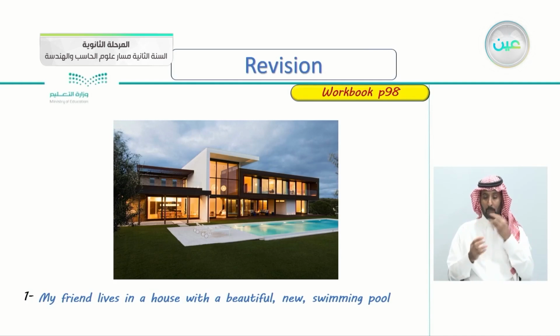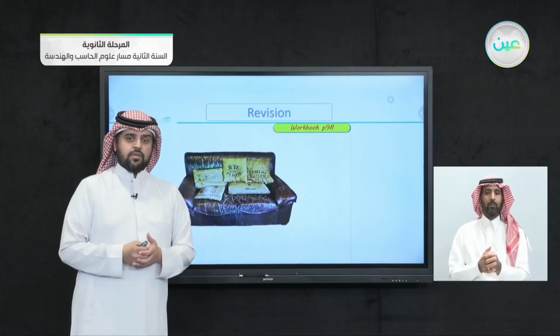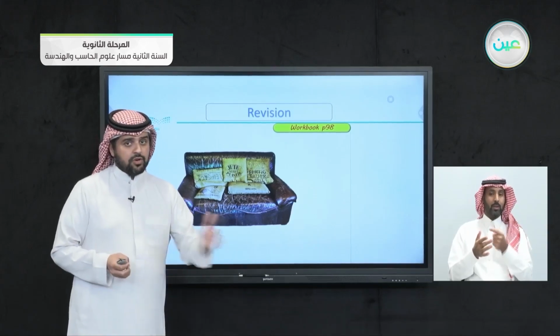So I described the swimming pool as beautiful and as new. So I began with the opinion, then came the age. So with a beautiful new swimming pool. So this is the first picture here. The second one, you can see this worn couch or sofa here. Can you describe this couch or this sofa using 2 or 3 adjectives? And remember the correct order.